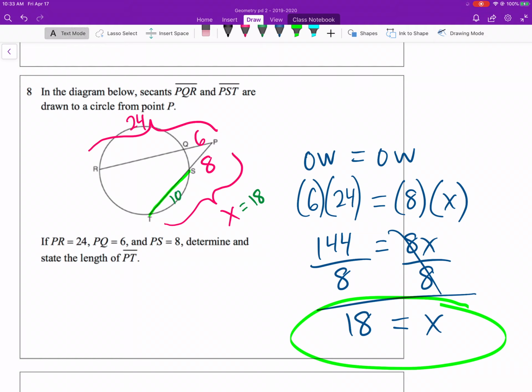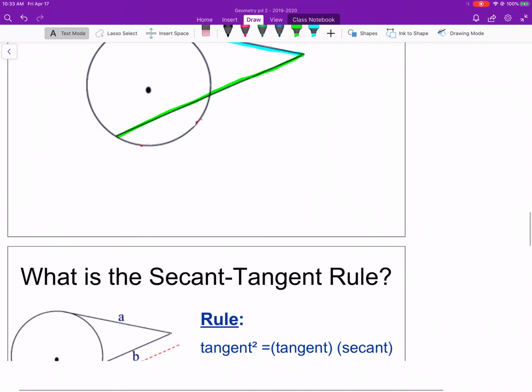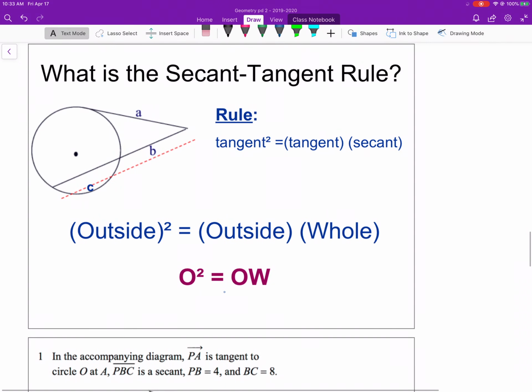Be careful. All right, now, a secant tangent. So this line right here, that's a secant. It hits the circle twice. And this line right here is just a tangent. It hits the circle only one time. So what's the rule when we're dealing with a secant tangent? The rule is the tangent squared, so the tangent multiplied by itself is equal to the tangent times the secant.